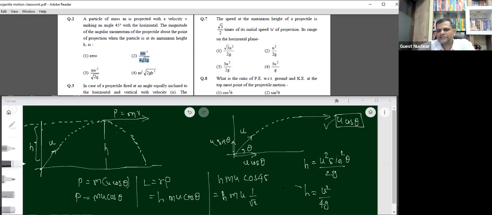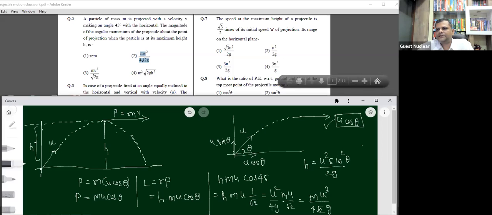See, if we put this value of h here, what will this become? In place of h, it becomes u square upon 4g into m upon root 2, correct? So in the next step, see what it becomes. It will actually be m into u cube upon 4 root 2 into g. Just check. And already we have proved this in the last lecture only.